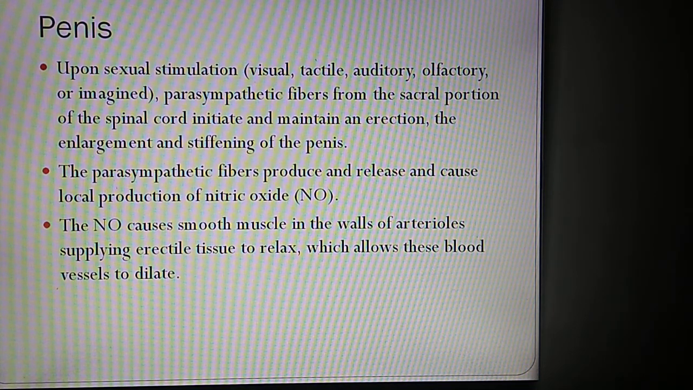Upon sexual stimulation, that means visual, tactile, auditory, olfactory or imagination, parasympathetic fibers from the sacral portion of the spinal cord initiate and maintain an erection, the enlargement and stiffening of the penis. The parasympathetic fibers cause local production of nitric oxide. The nitric oxide causes smooth muscles in the walls of the arterioles supplying erectile tissue to relax, which allows these blood vessels to dilate.